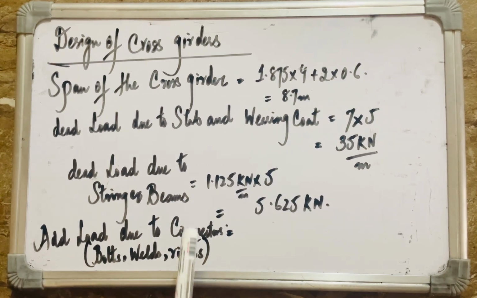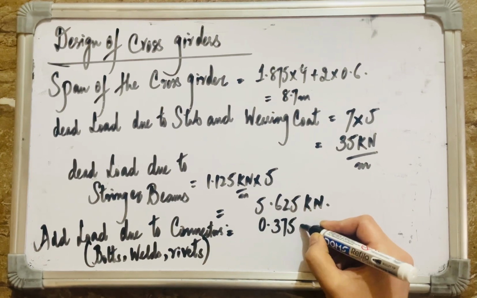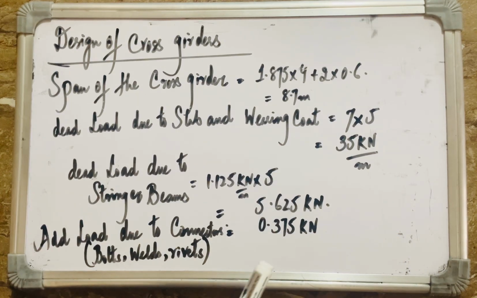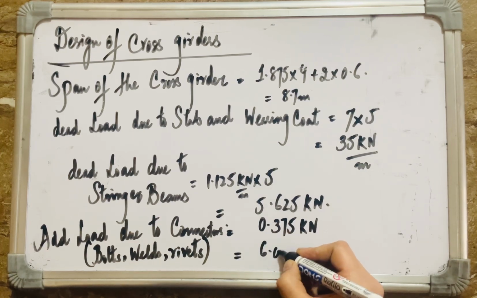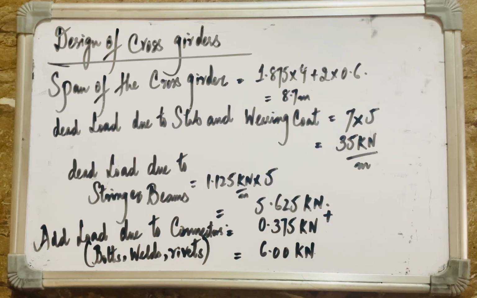So to the dead load of stringer beams, in addition to its dead load, I have to also add the load due to connectors, which may be bolts, welds or the rivets. And since it is 5.625, let's approximate it to 6 kilonewton. So I'll be approximating the load due to connectors to be equal to 0.375 kilonewton. Alright, so that the total dead load due to stringer beams, including the load due to connectors, will be equal to how much? 6 kilonewton. This plus this. Alright, moving on.